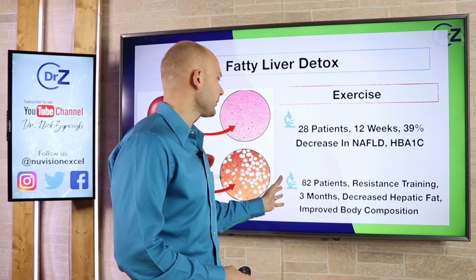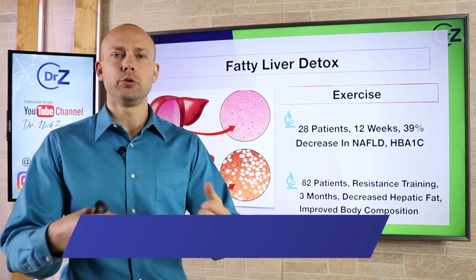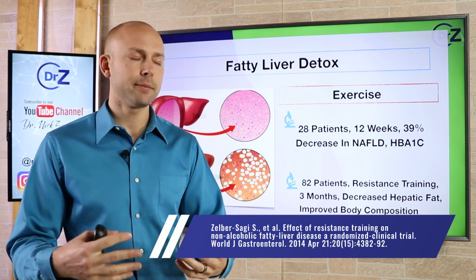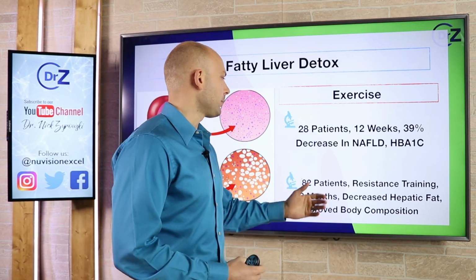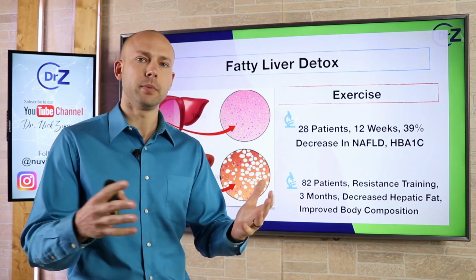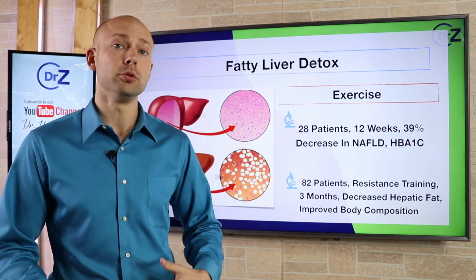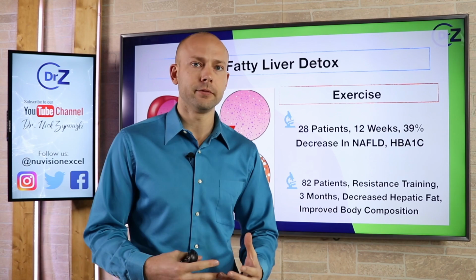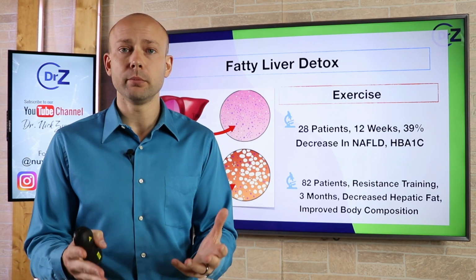So they did another study where they took 82 patients. They had them do resistance training, okay? That's like, they were doing pull-ups, push-ups, bench press, leg presses. They were in the gym lifting weights, basically. And they did this over a 3-month period, and they found that it decreased hepatic fat, which is very positive, meaning that it decreased fatty liver, and it also improved body composition, so they're able to lose fat on the body and help improve their fatty liver, okay? So basically what we find is that exercise is a must during this time. It's really important to do.